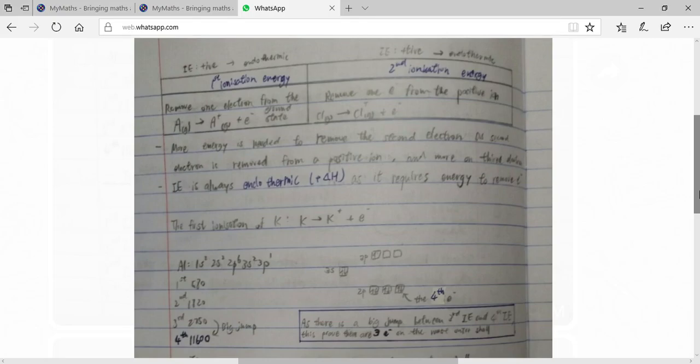Yes, so here are pictures which we are going to discuss. Here the first topic is ionization energy.